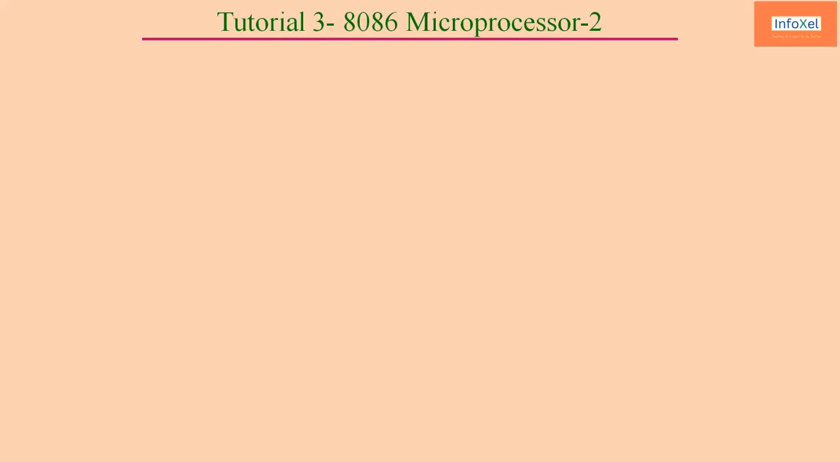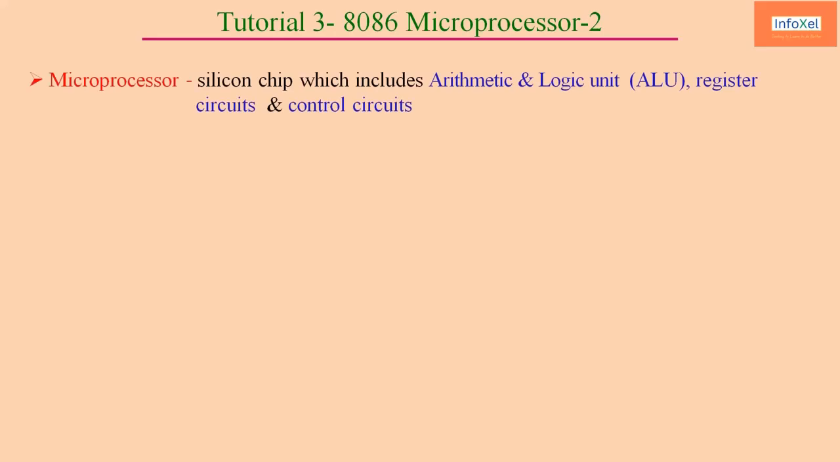Hello viewers, in this video we will discuss the architecture of the 8086 microprocessor. We already discussed in the first video what a microprocessor is. So we know it is a silicon chip which includes an arithmetic and logic unit (ALU), register circuits and control circuits.